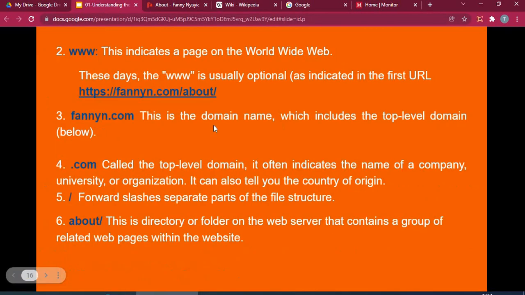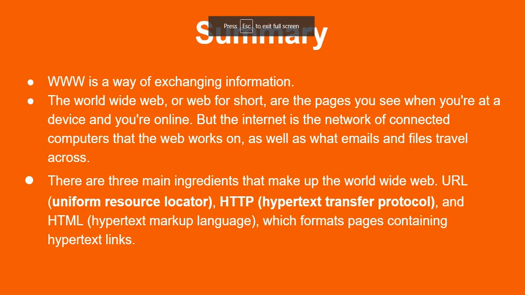Battery is running low. Let's wind up. Summary: www is a way of exchanging information, and also the web is pages you see when you're on a device and you're online, but the internet is a network of connected computers that the web works on. There are three main ingredients that make up the web: the URL, HTTP, and HTML, that is a markup language which formats pages containing hyperlinks.